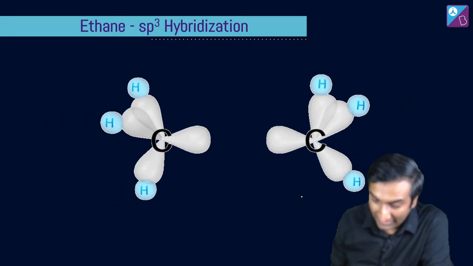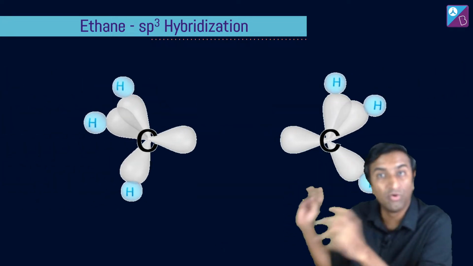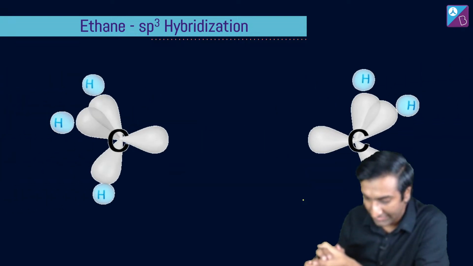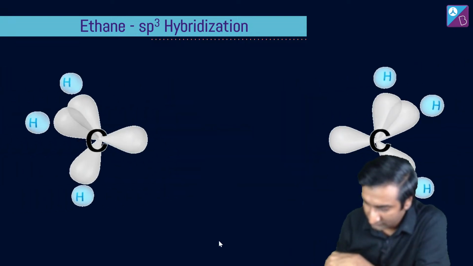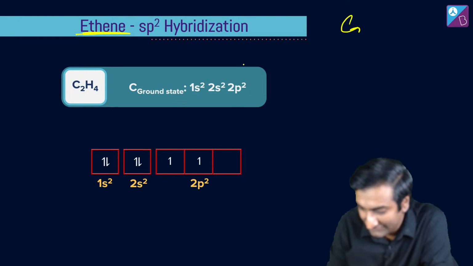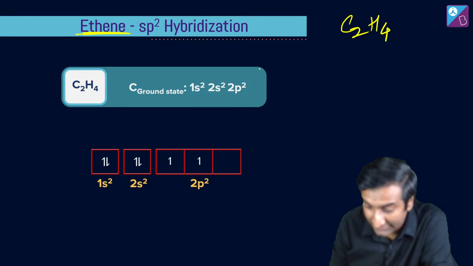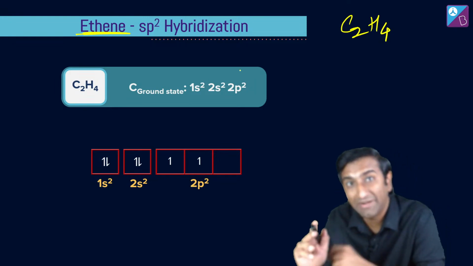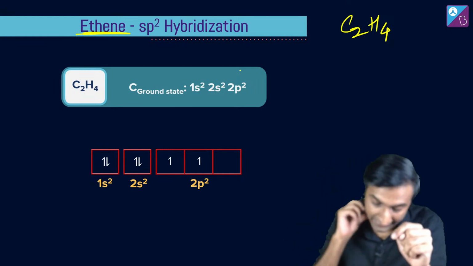ठीक है. Ethane has sp3 hybridization on both the carbon atoms, okay, and this is how it looks when they come together. Let's look at ethene. Ethene यानी कि C2H4. Now this is interesting in the way that both the carbon atoms have the same hybridization, but it's not sp3 anymore. Why is it not sp3?